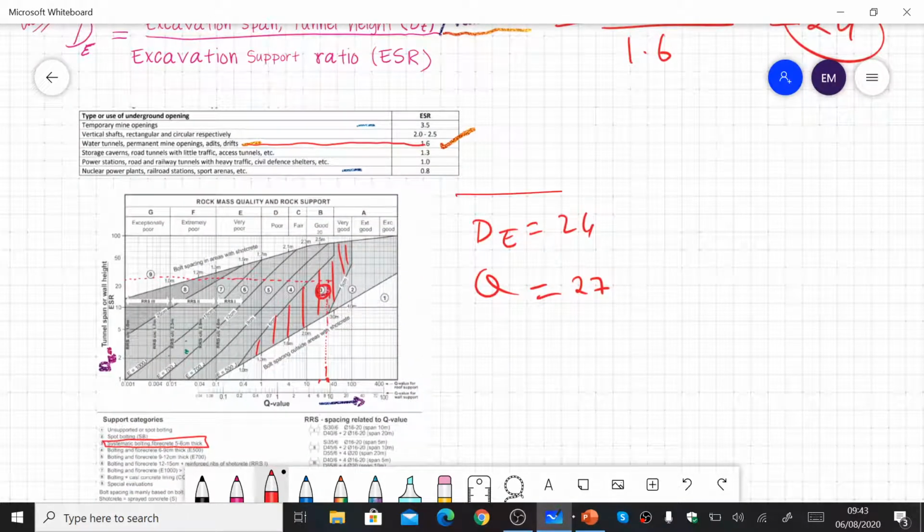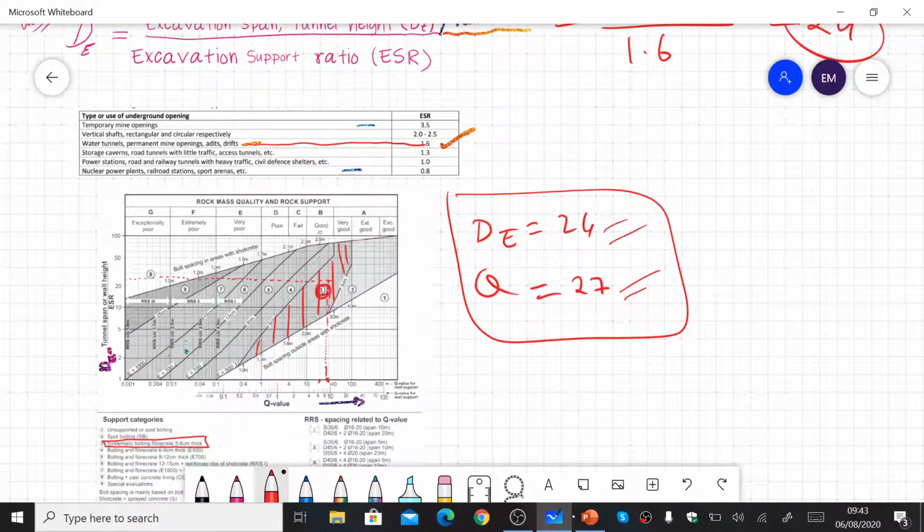You eventually have to find out DE and Q by using tables and by using your field values. Okay, and then eventually you put in the values, simply plot, look for the X and Y values wherever they are plotting, so we will know that what type of support we are supposed to use.